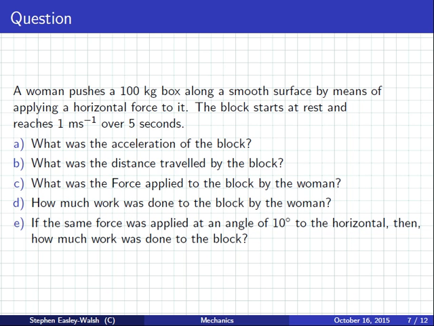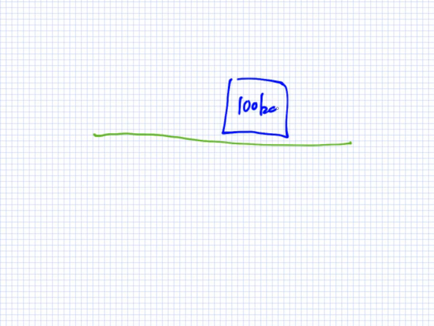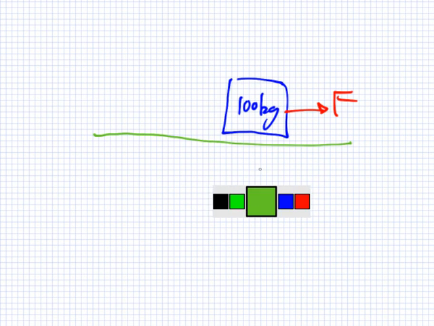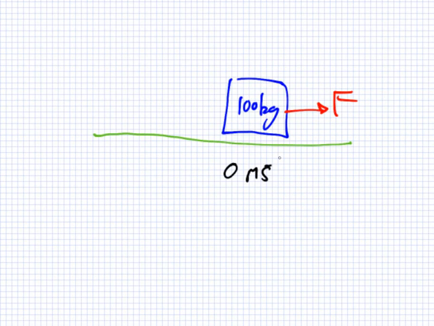So, a woman pushes a 100 kilogram box along a smooth surface by applying a force. The block starts at rest and reaches 1 meter per second over 5 seconds. So what we have here is the box. It's 100 kilograms. And then there's a force here. And the box goes from 0 meters per second to 1 meter per second, and it takes 5 seconds to do this. So it starts at rest, and then she pushes.